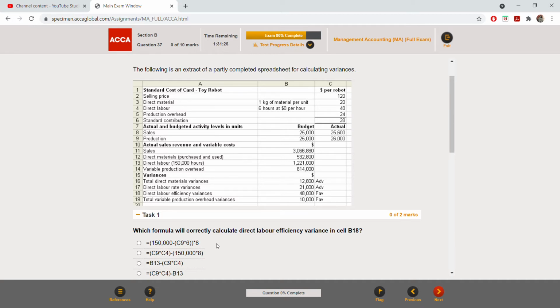First one, let's check out. I didn't check the number. C9 into 6, which is 26,000 into 6. So 150 minus 150. Okay, it's not. Okay, so the correct answer is this.